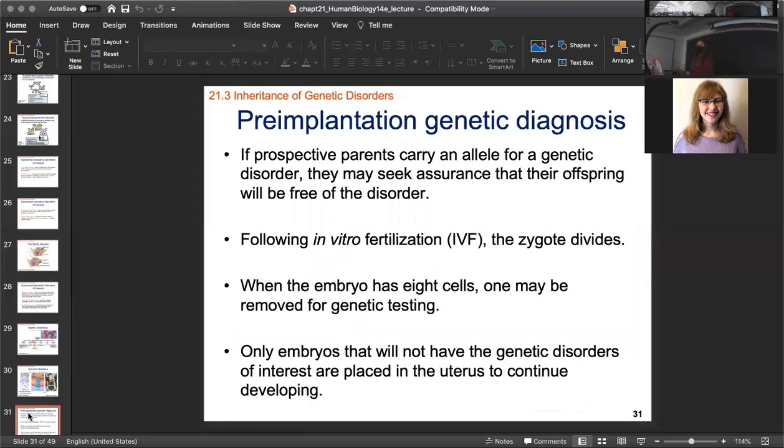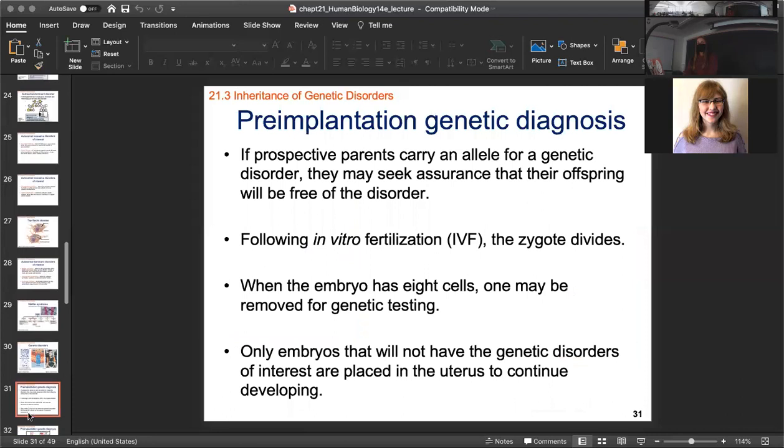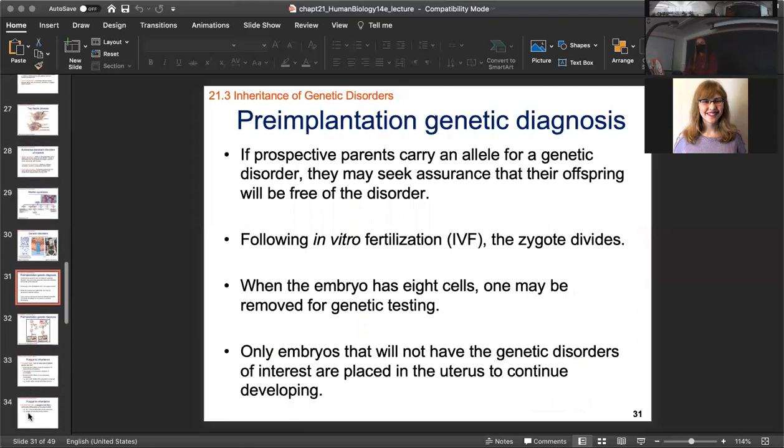Okay, so this is talking about pre-implantation genetic diagnosis. So knowing whether or not parents have a certain trait may trigger them to get a genetic test or see if they have a genetic disorder either before or while they're having an offspring. So if the prospective parents carry an allele for a genetic disorder, so maybe you know that you're a carrier for cystic fibrosis, they may seek assurance that their offspring will be free of this disorder.